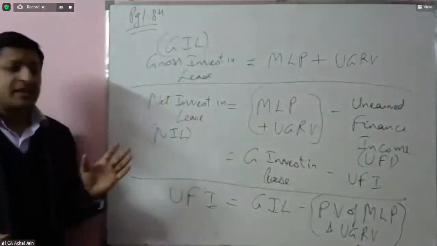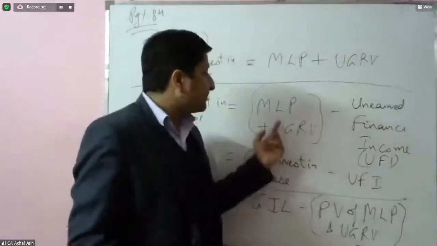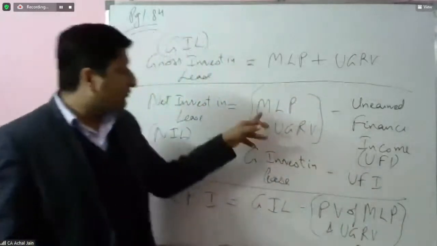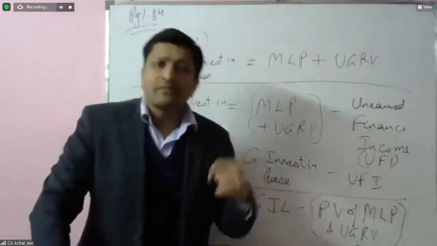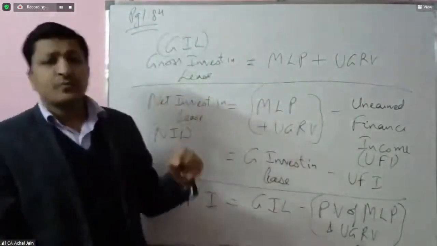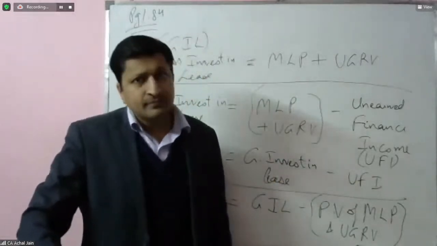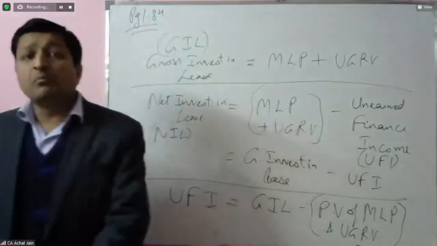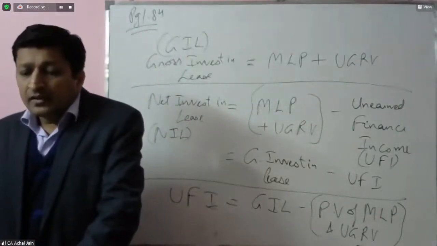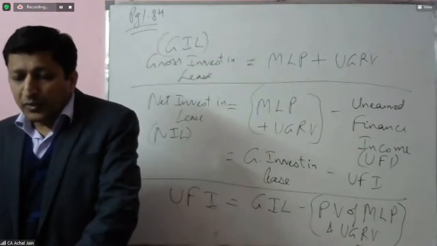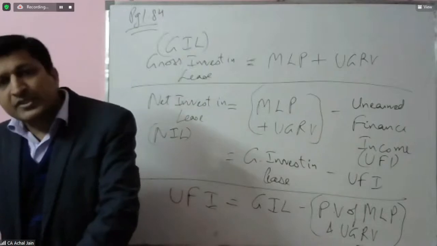What is net investment in lease? In a way, it is the present value of both of them. Because if you reduce interest from MLP, it becomes the present value of MLP. If you reduce interest from UGRV, it becomes the present value of UGRV. Clear? You will get more clarity around this concept when we use this practically. So we should pick up one more example based on this concept.